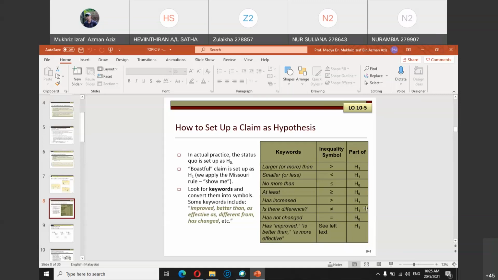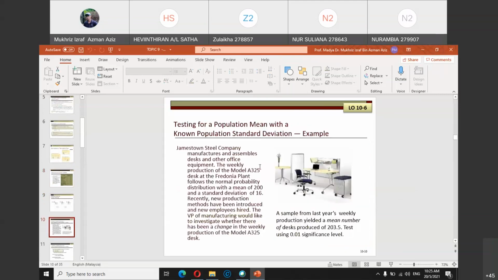One of the common keywords whenever you want to refer to a change or any difference: is there any difference? Is there any changes? This word refers to when H1 follows the not equal to sign. In this statement here, the keyword that points to your H1 is that the company wants to know if there is any change or any difference.